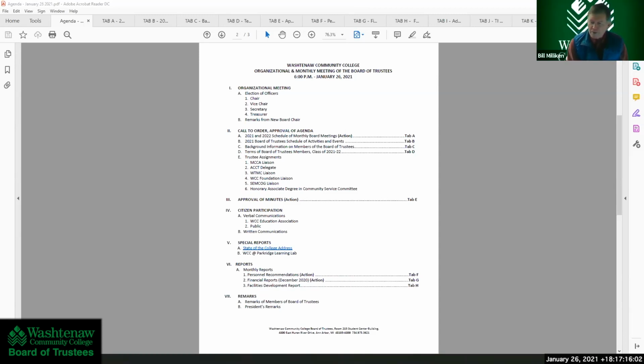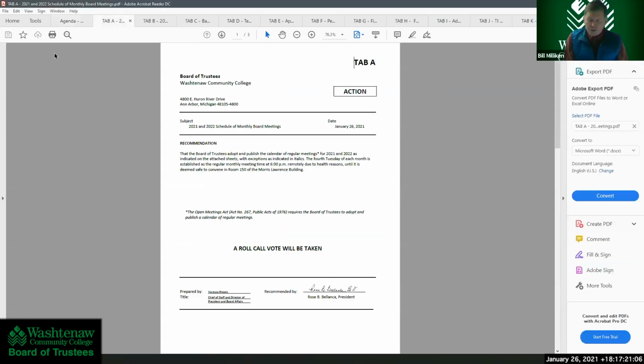On our agenda, we have Tab A in front of us. The recommendation is that the Board of Trustees adopt and publish the calendar of regular meetings for 2021 and 2022, as indicated on the attached sheets, with the exceptions as indicated in italics. The fourth Tuesday of each month is established as the regular monthly meeting at 6 o'clock, remotely due to health considerations for the time being. And at some point it'll be deemed safe to convene again in Room 150 of the Morris Lawrence building.